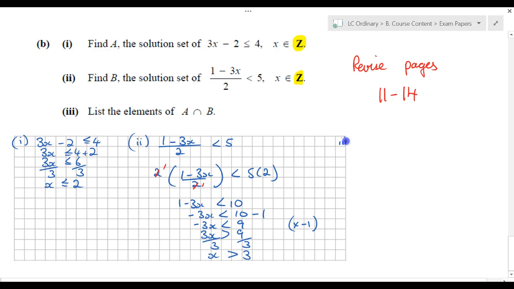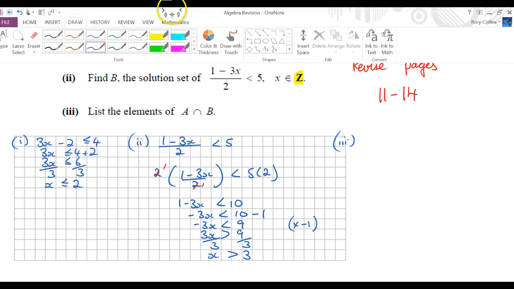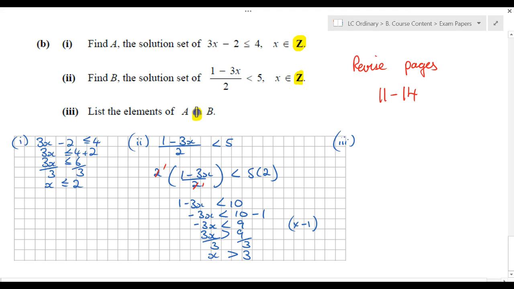Now let us look at part 3. Find the elements of A intersection B. That symbol there stands for intersection. Okay? And we should know that intersection means what's common to both of them. So we're looking for the solutions that work for this one and this one together. So we want them elements.